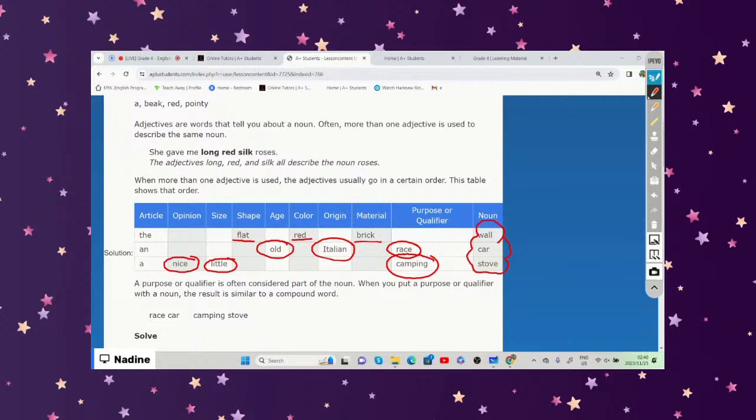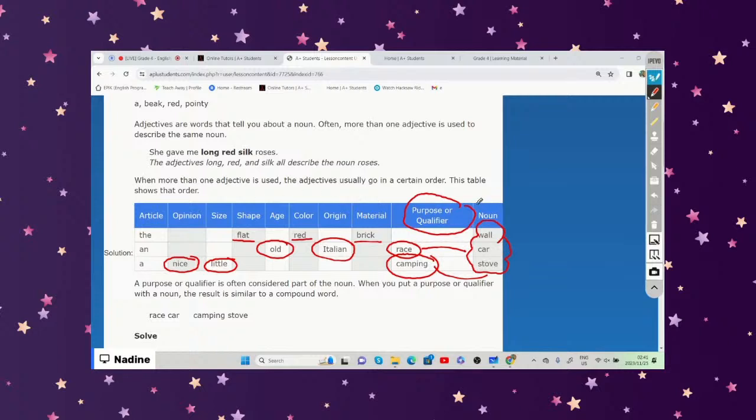And when it comes to the purpose or the qualifier, it is often considered part of the noun, for example, a race car or camping stove. So the purpose or qualifier is often considered part of the noun, which is race car, camping stove. It already tells us what type of car it is.